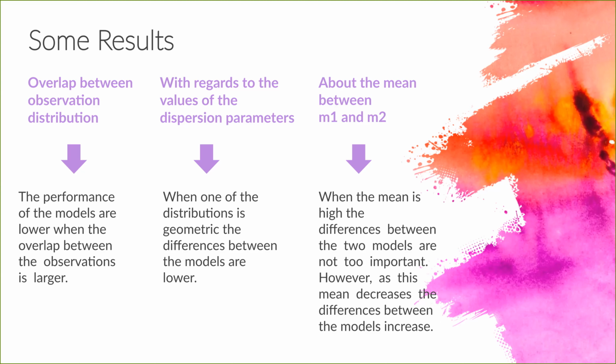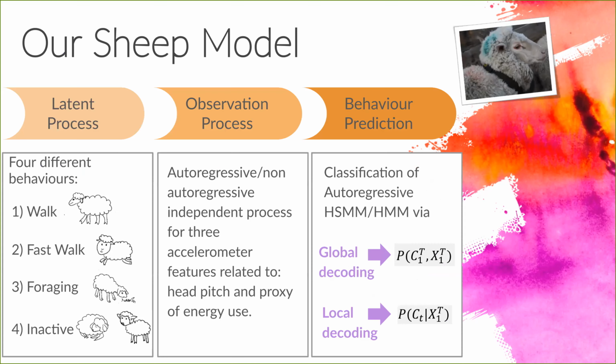And finally, about the mean between M1 and M2. M1 and M2 are the means of the negative binomial distributions. We obtained that when the mean is high, the differences between the two models are not too important. However, as this mean decreases, the differences between the models increase. Okay, that was the simulation analysis.